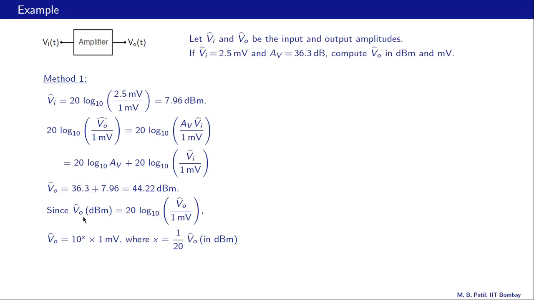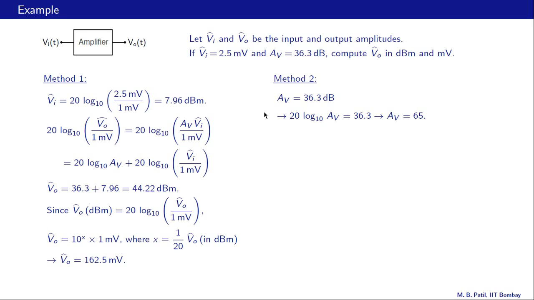We know that Vo cap in dBm is nothing but 20 log to the base 10 Vo cap divided by 1 millivolt. So from this we can get this inverse relationship, that is Vo cap equal to 10 raised to x times 1 millivolt, where x is 1 by 20 times Vo cap in dBm. You should verify that this indeed follows from this definition. And then we are all set. We can now find Vo cap in millivolts. So the answer turns out to be 162.5 millivolts.